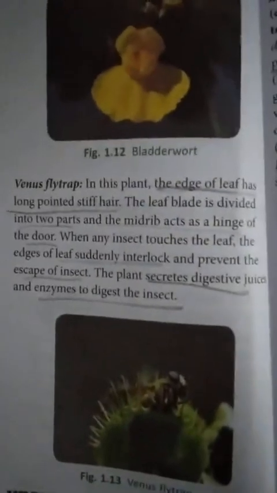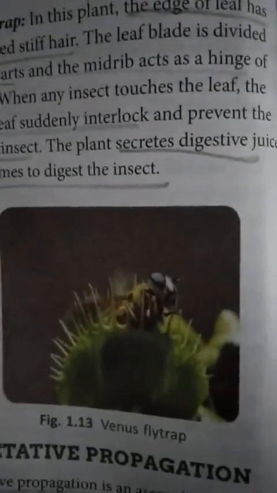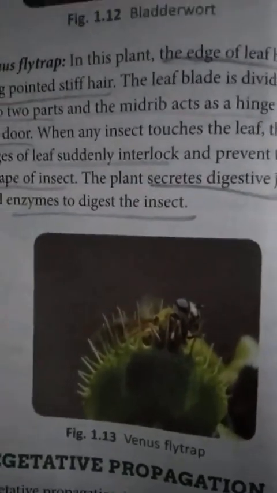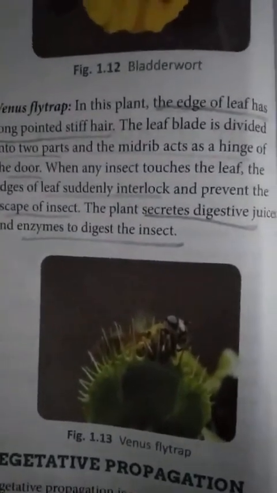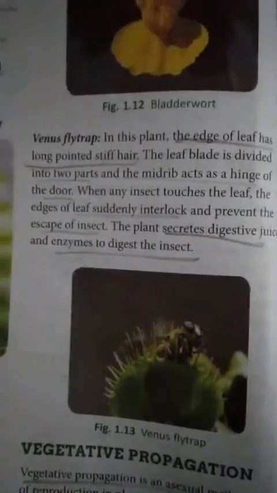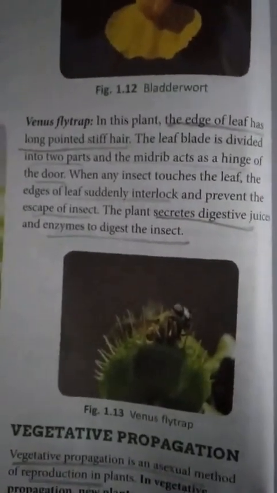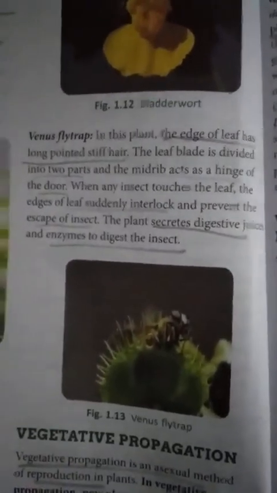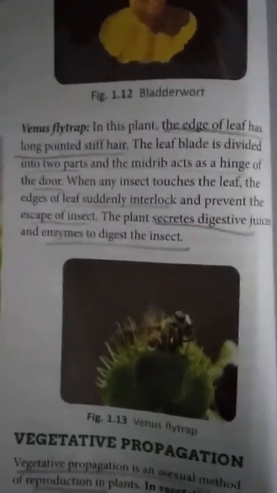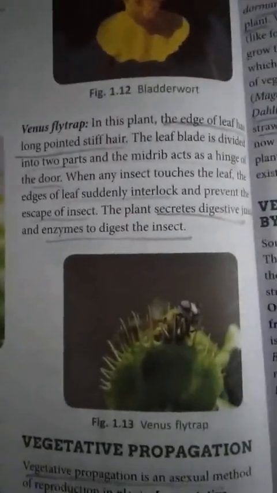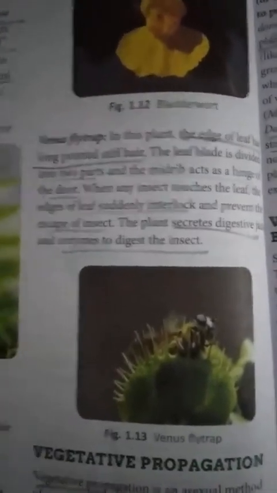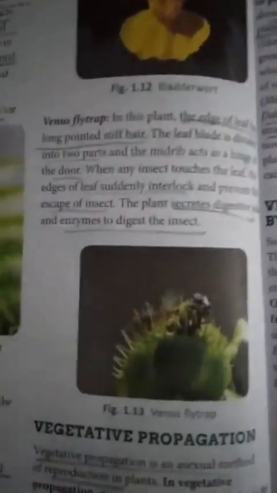Now Venus fly trap. In this plant, the edge of a leaf, as you can see in this figure, this is a Venus fly trap. The edge of the leaf, okay, that is the leaf blade, is modified into a spine kind of structure, and the midrib is divided into two portions. As the insect comes and sits over here, this structure gets closed down, these spines get interlocked, and the insect can't escape from that very plant, and they ultimately secrete digestive juices, and as such the plant gets the nitrogenous compound from these very insects.